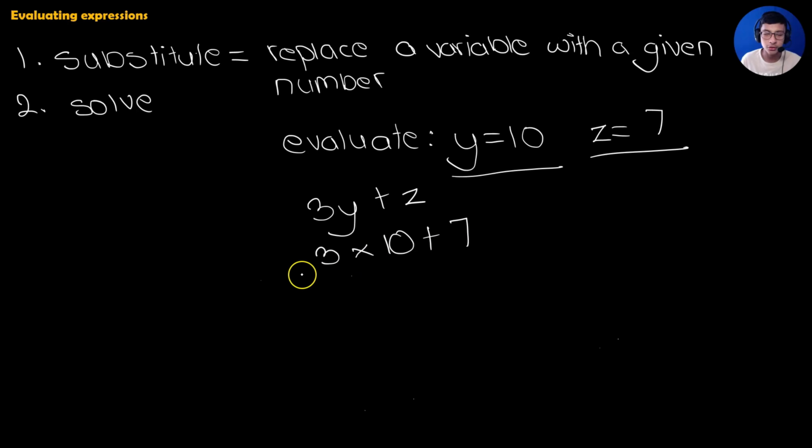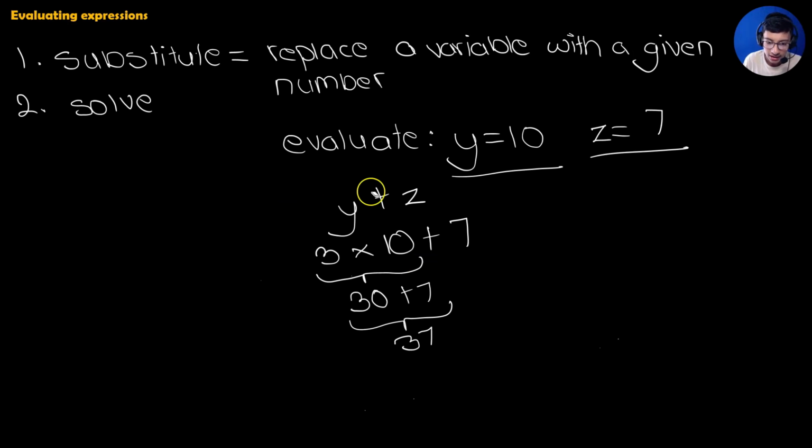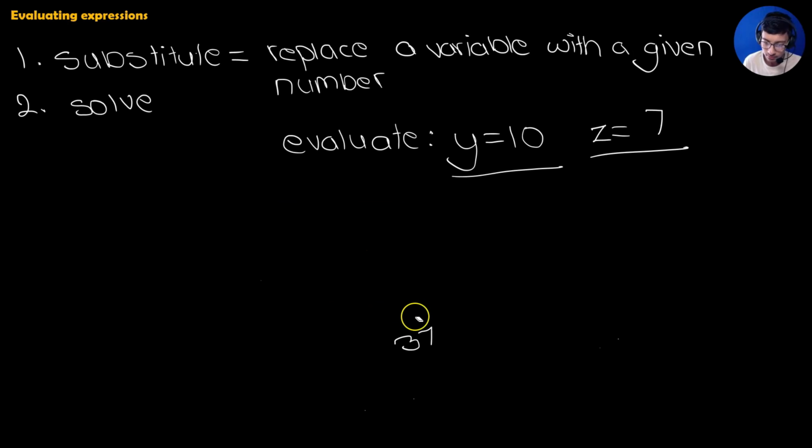Now our equation becomes 3 times 10 plus 7. First we do multiplication. 3 times 10 equals 30. And then we simply add 7, which equals 37. See, it's that easy. Let's try another one.